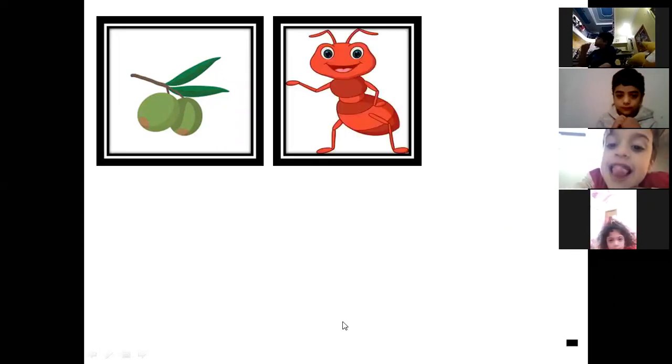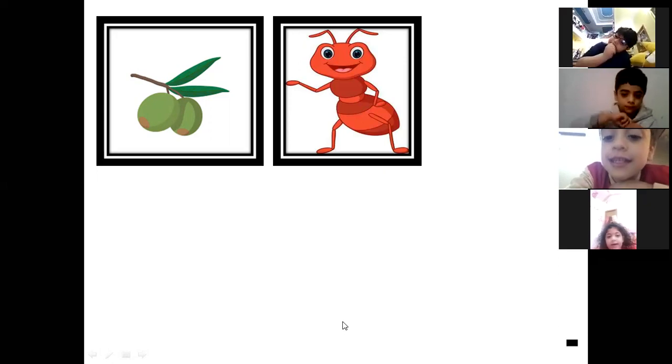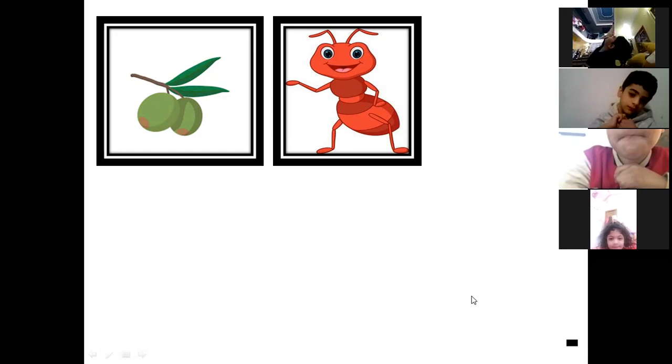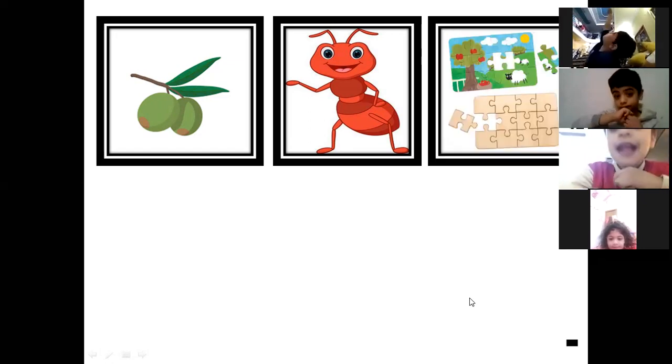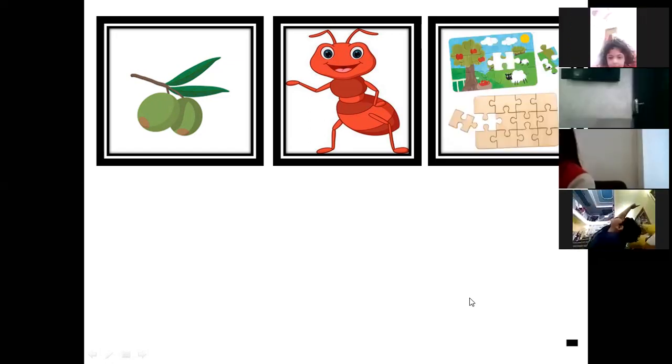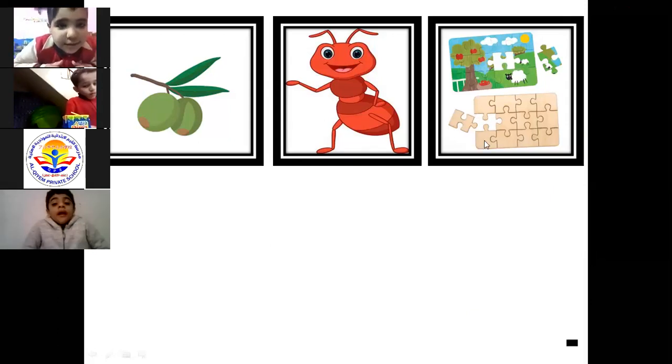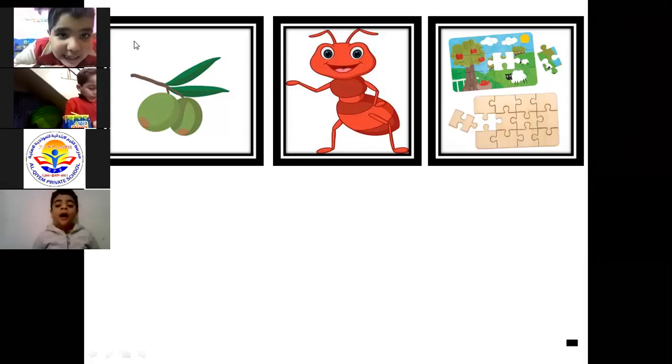What about this one? Yes, Leon, what is it? It's an ant. Very good, Habibti. Ant. Okay, what about this one? Can anyone tell me? Yes, Hamoudi, what is it? Puzzle. Very good. It's a puzzle.